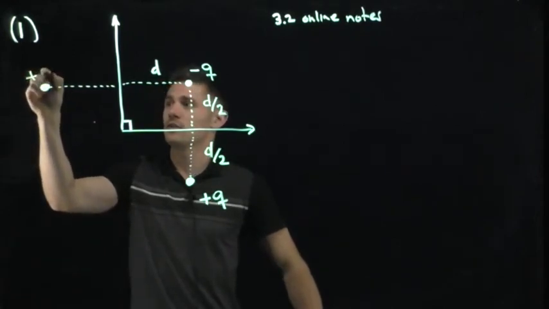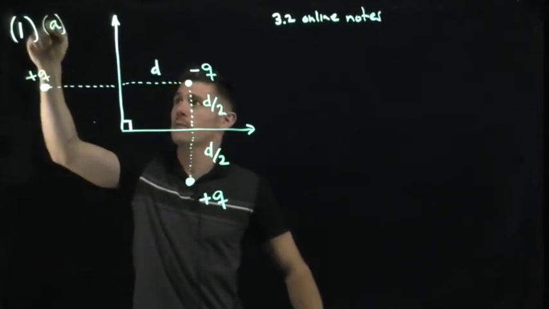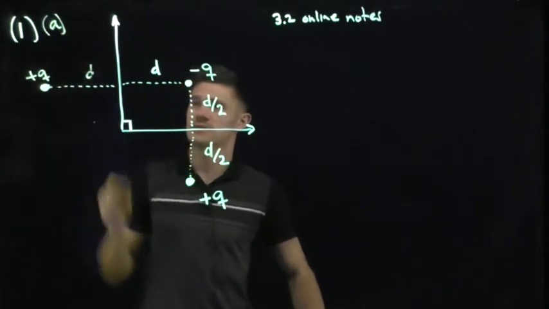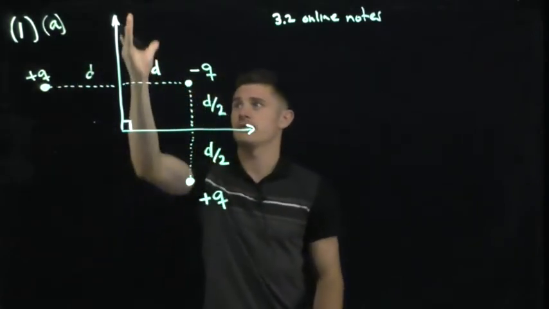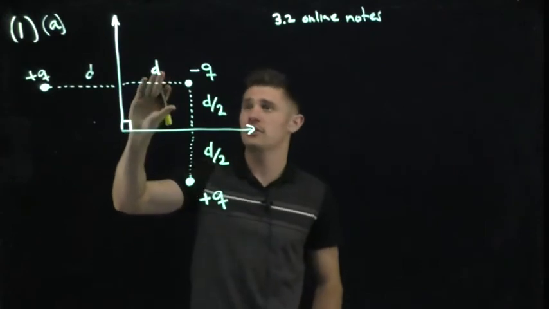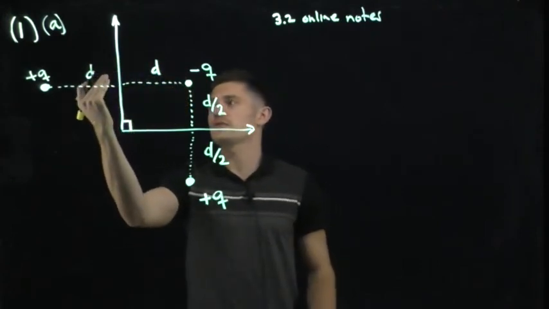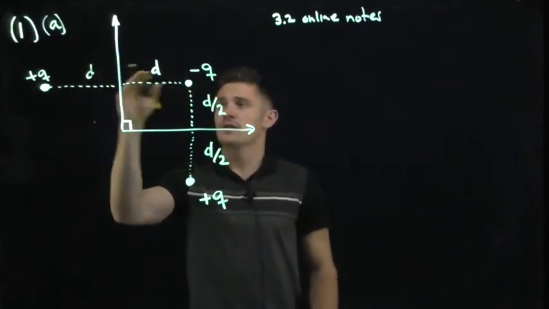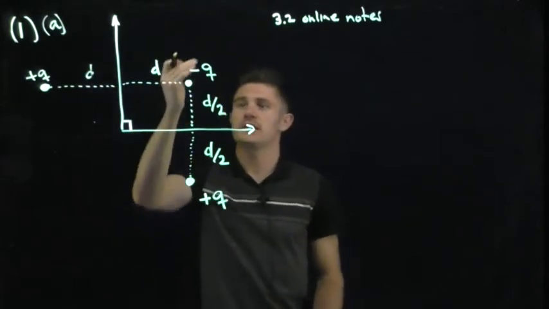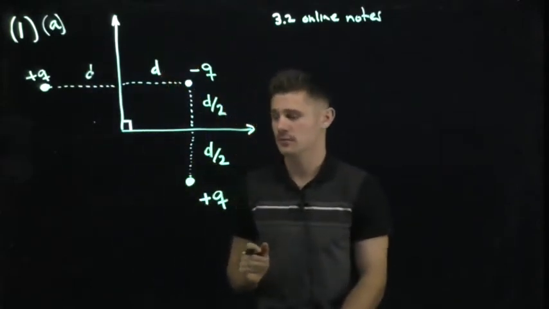Sorry, this is for part A. We have a positive q here, a distance d away. So again, the vertical connecting plane acts as a mirror. We see an equal and opposite charge flipped across the same distance away on that side of the plane, and also in the horizontal direction.